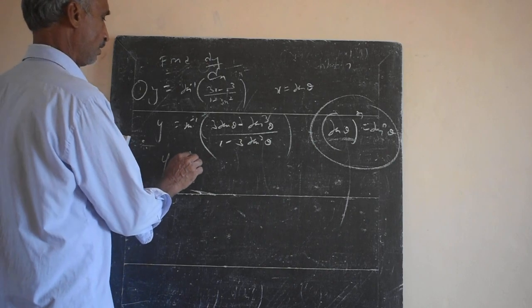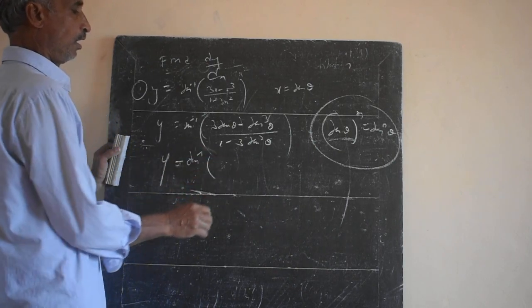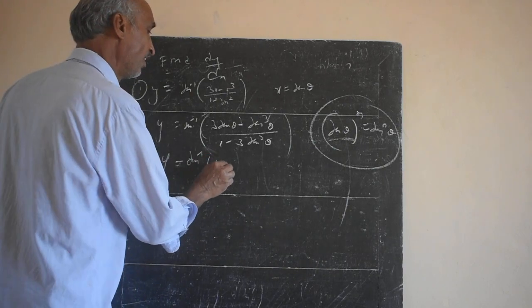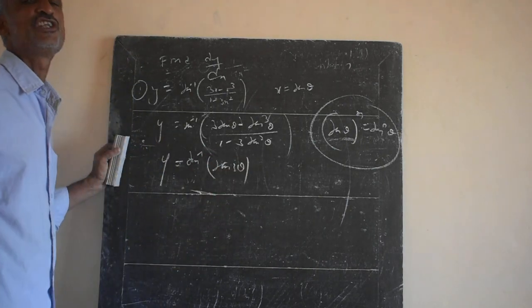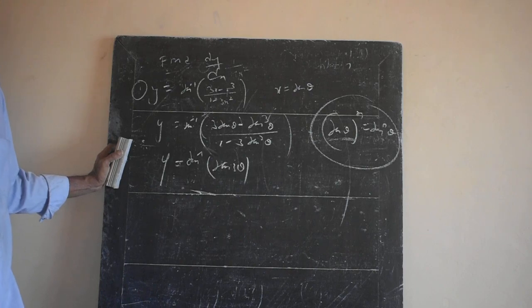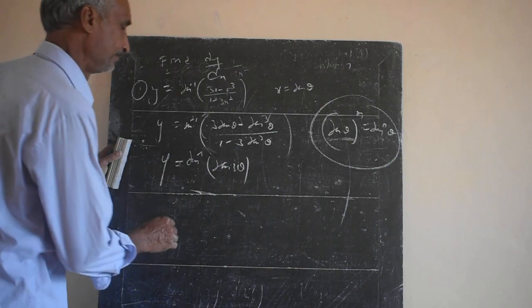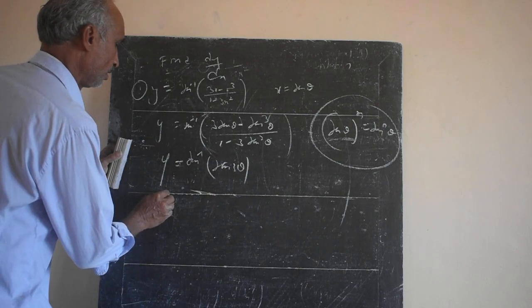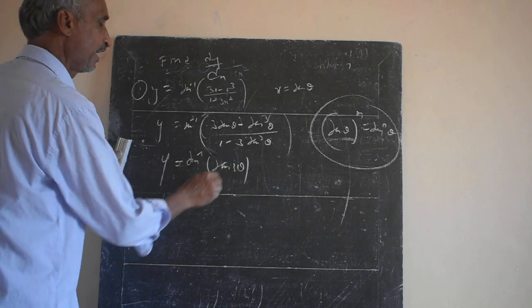Tan inverse of (3 tan theta minus tan cube theta) upon (1 minus 3 tan square theta) is tan 3 theta. That is the tan 3 theta formula. Sin 3 theta is 3 sin theta minus 4 sin cube theta. Cos 3 theta is 4 cos cube theta minus 3 cos theta. So therefore, tan inverse tan cancels, giving 3 theta.